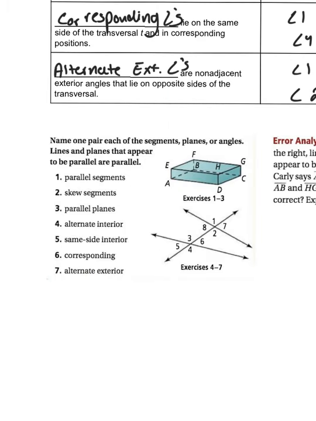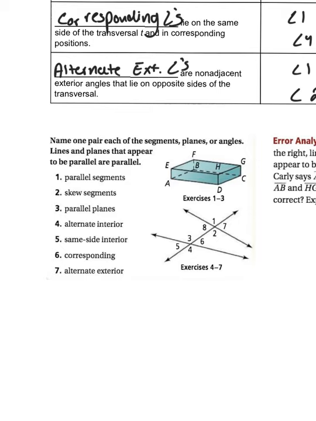All right, here we have 7 questions and 2 diagrams. We have to identify which questions go with each diagram. Questions 1 through 3 go with the top. Questions 4 through 7 go with the bottom two lines and the transversal. We could have more than one answer, but it just says name one pair of each. So that's what I'm going to do here.